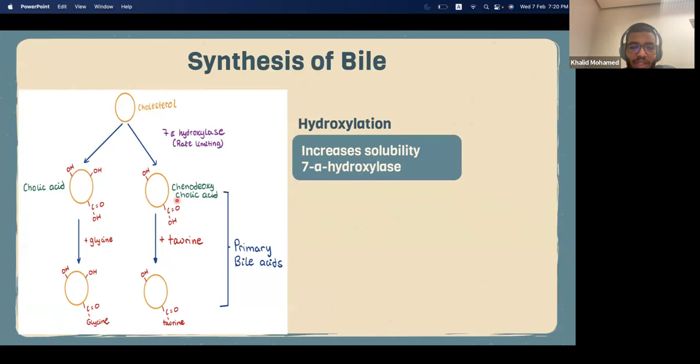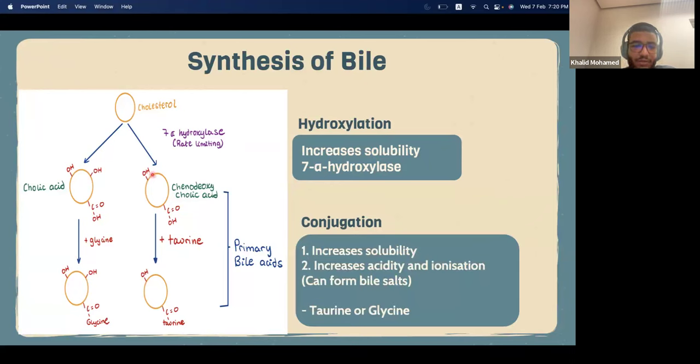Now, if you want it to be even more soluble, we do something called conjugation, in which we add an amino acid to these products, the cholic acid and the chenodeoxycholic acid. Okay, and the two amino acids we add are glycine and taurine. Okay, and what does this do? It increases the solubility even more because, as you know, the amino acids have the amine groups and the carboxyl groups, which are soluble, which are polar, and that increases the solubility of the cholesterol even more.